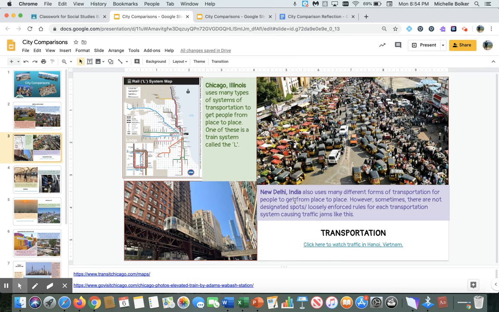So this is Chicago, Illinois, this is New Delhi, India, and the theme of this slide is transportation. Here in Chicago, we have many different types of transportation that help people get from place to place. One example that I thought about was the L. This is a map of where all the train stops are for the L, and this is what one of the L lines looks like. And then here's New Delhi, India. They also have many different forms of transportation, but sometimes the rules are very loosely enforced and they don't have super designated areas for each of their types of transportation. So sometimes it could end up looking like this.